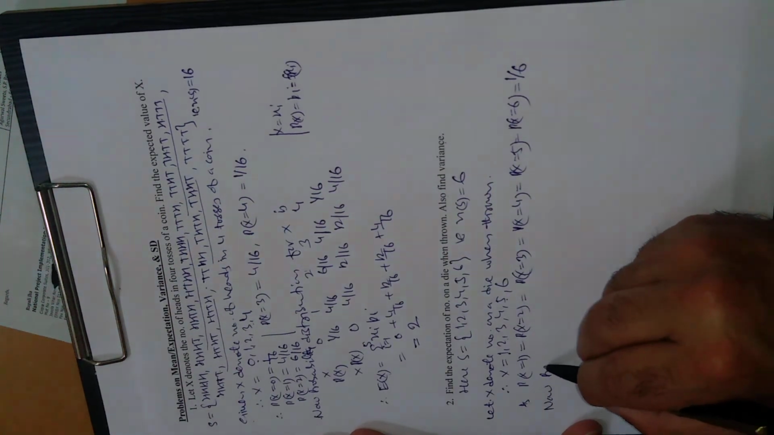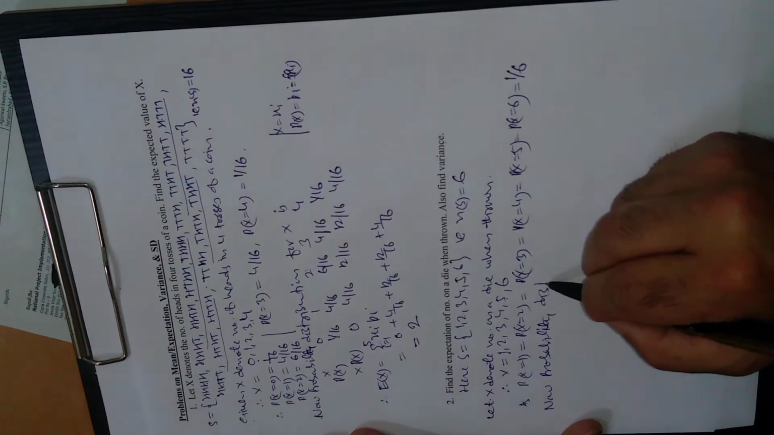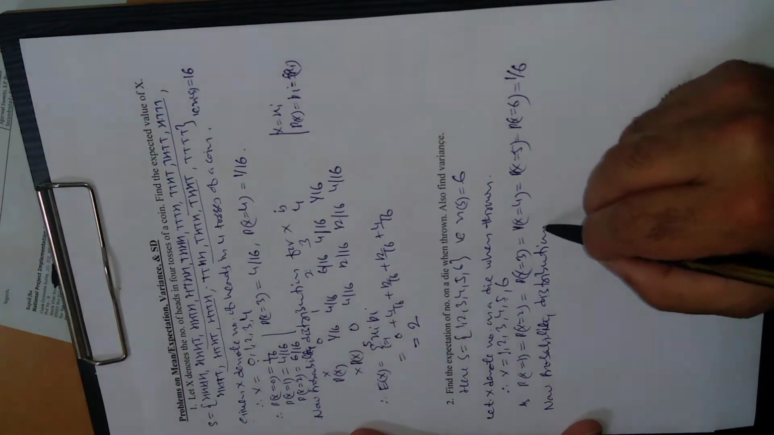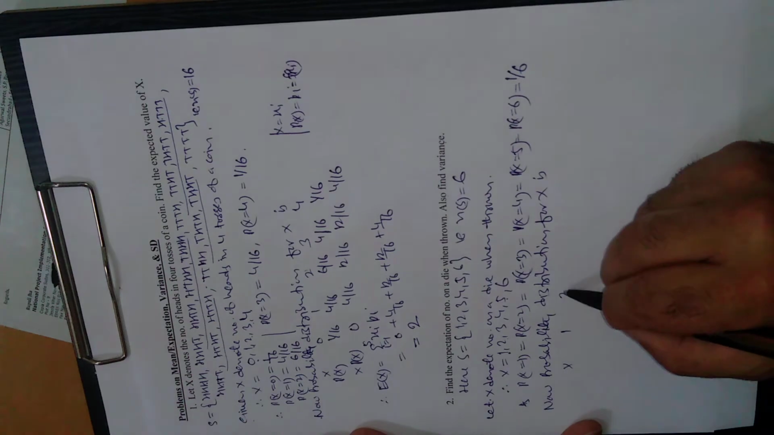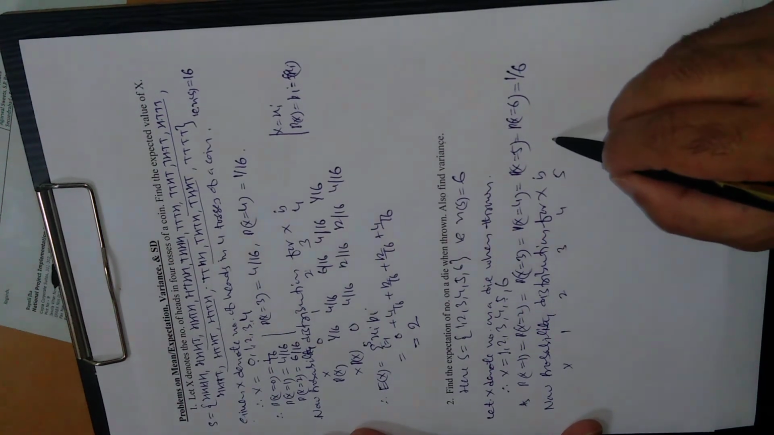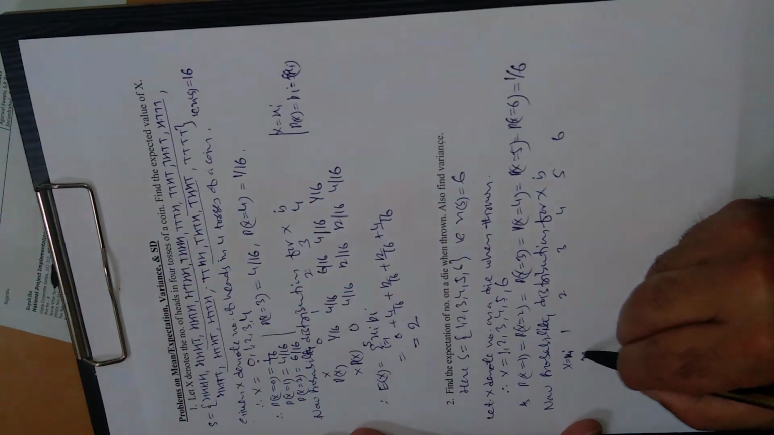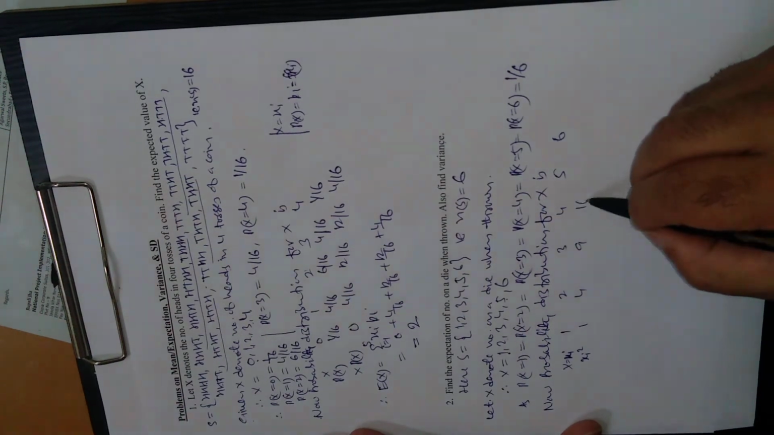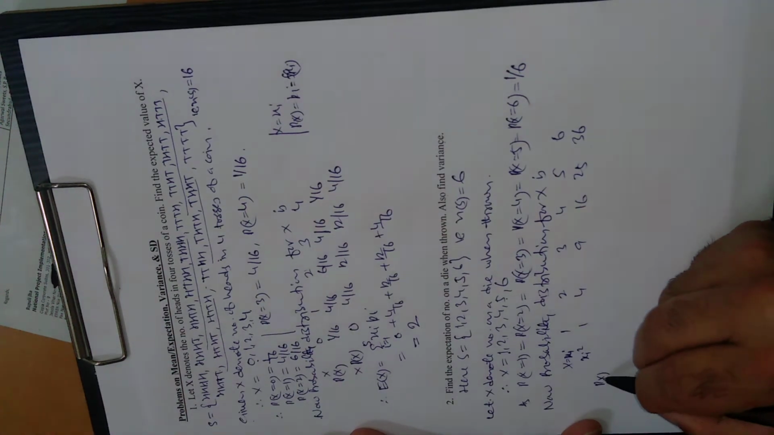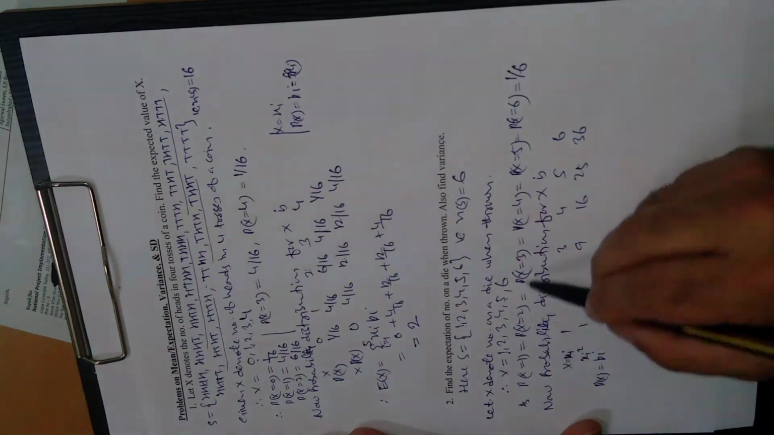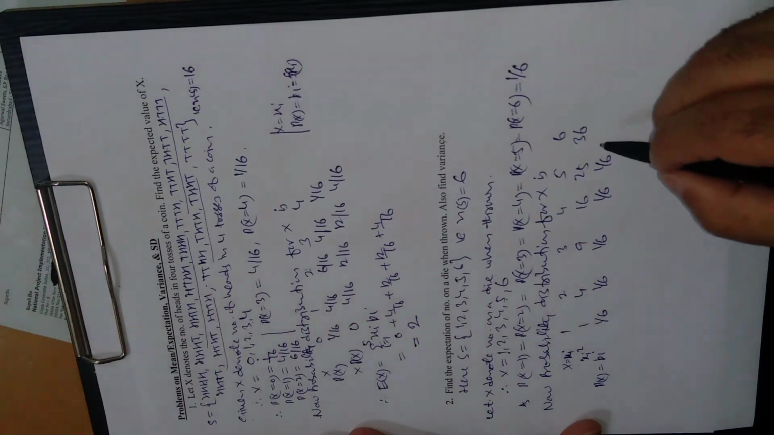Now the probability distribution for x is: these are the values of x, 1, 2, 3, 4, 5, 6. This is xi. So what will be xi square from here? 1, 4, 9, 16, 25, 36. Next is p of x equal to pi. The probabilities are given: these are all 1 by 6, 1 by 6, 1 by 6, 1 by 6, 1 by 6, 1 by 6.